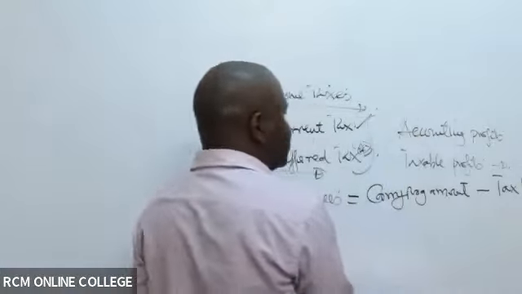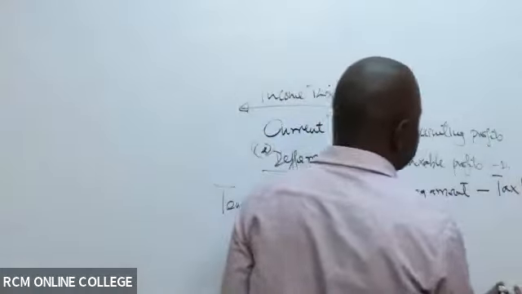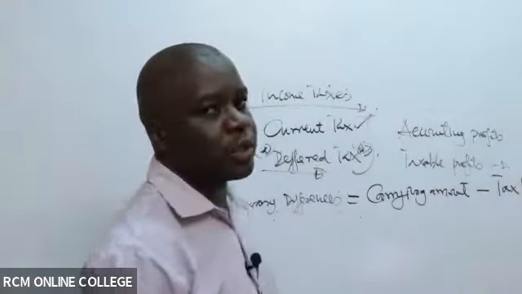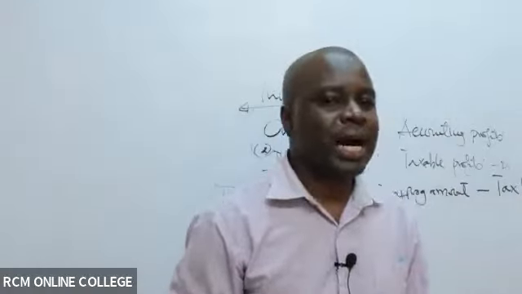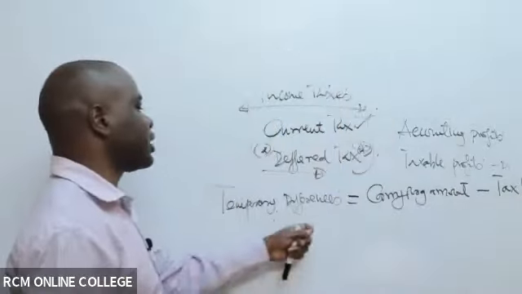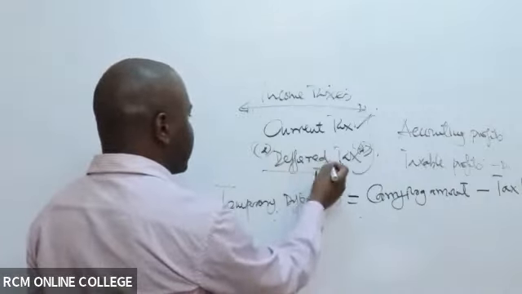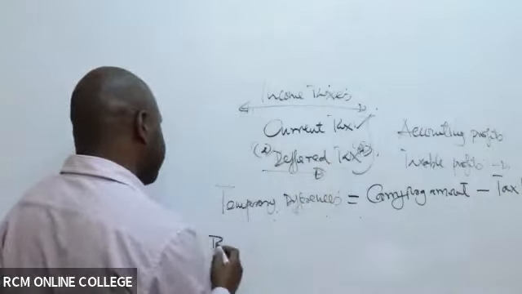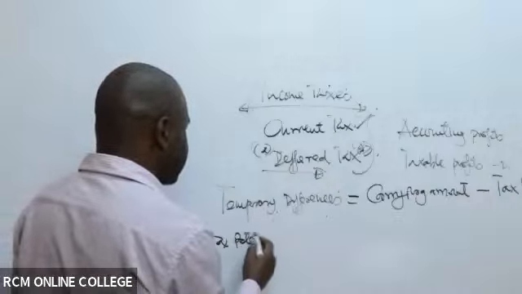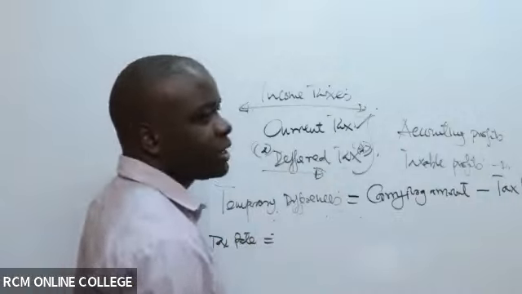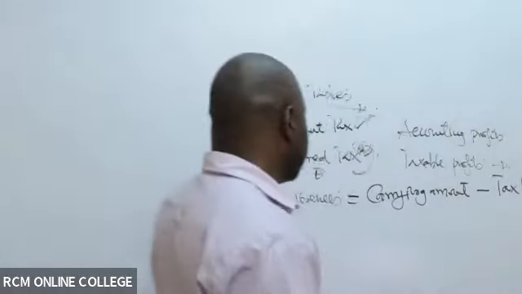When you get the difference between the two, you get the differences between what the accountant is considering and what the taxman considers when he has to determine how much you are supposed to pay as a tax. When you get the difference between the two, you'll get what we call what? The temporary differences. So therefore, the deferred tax will be the tax rate that you've been given, maybe 30% or 20%, multiplied by what?